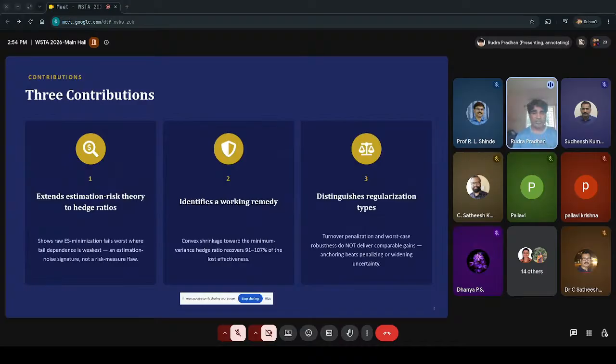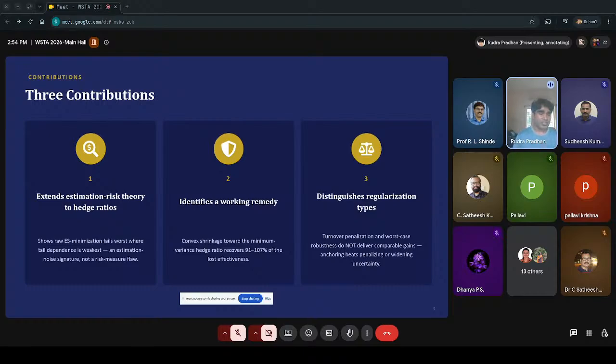So there are three different scenarios here. So I mean, basically three contributions. First, it extends estimation risk theory to the hedge ratio. That means the particular topic is not something new. It's a kind of old wine in a new bottle. We are just rephrasing it on a different platform. There is mean theory and variance theory, but we are trying to bring them together.